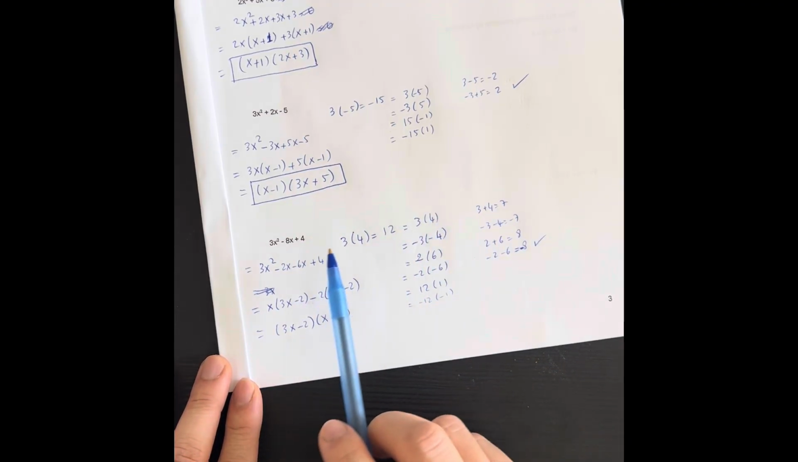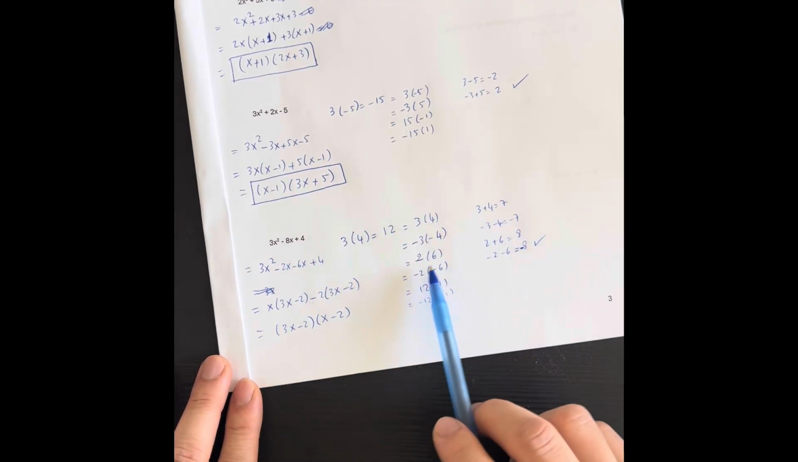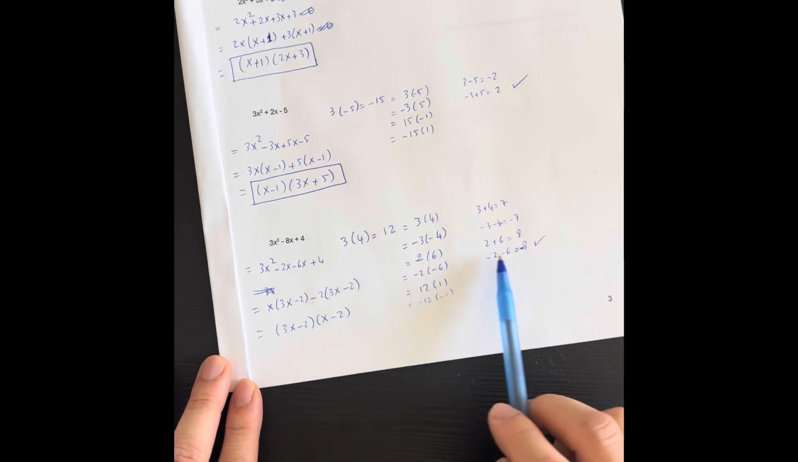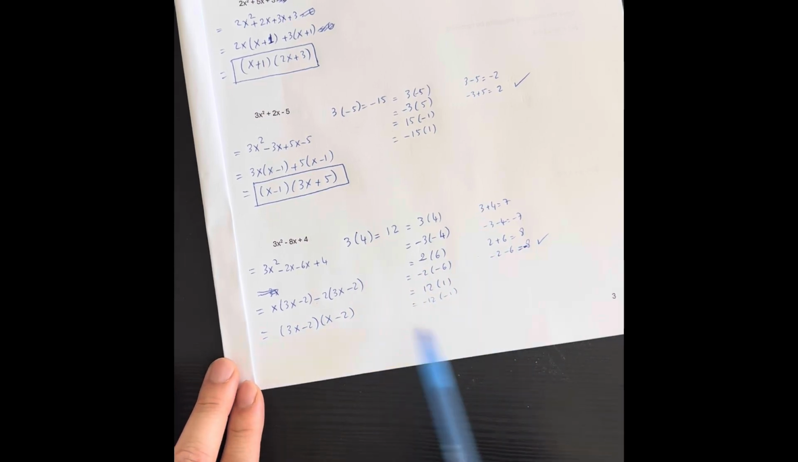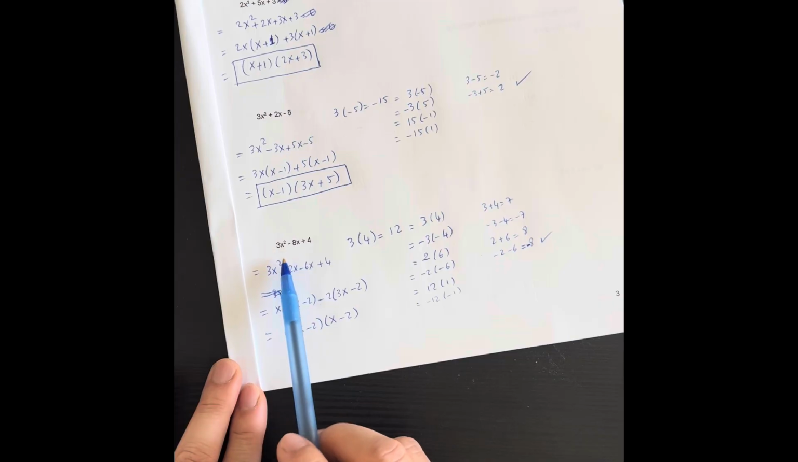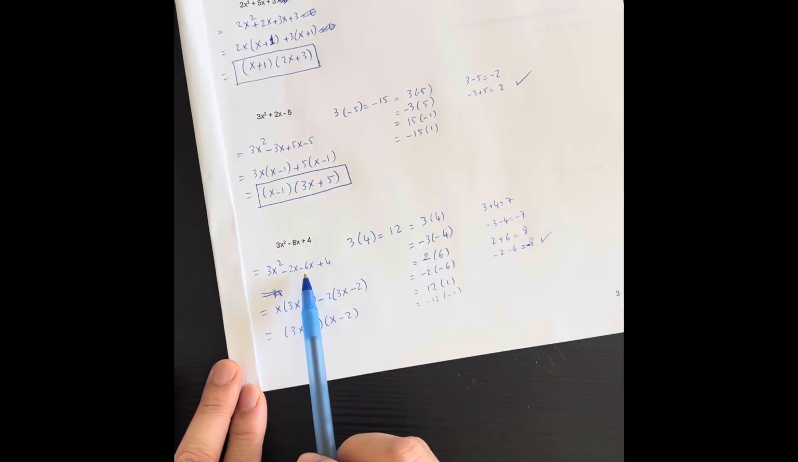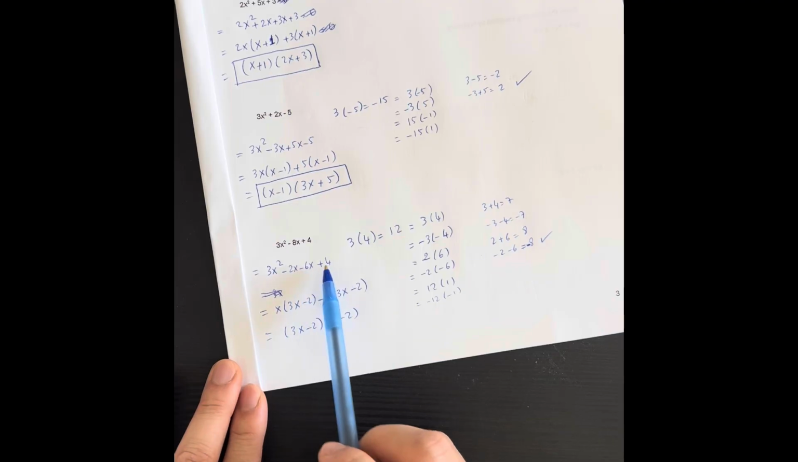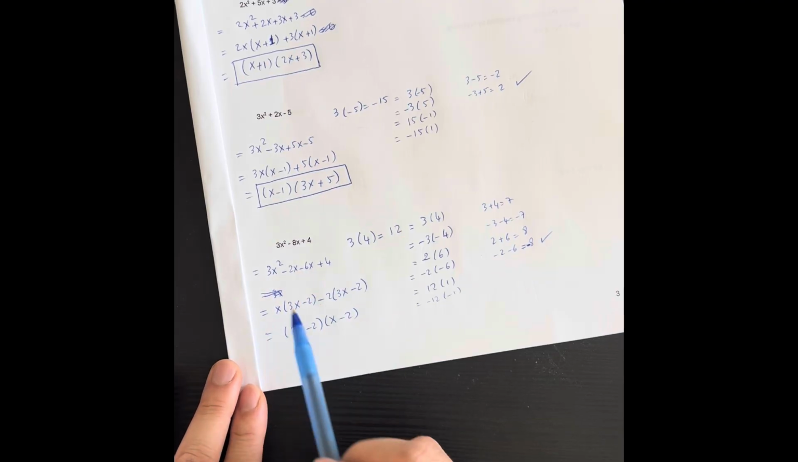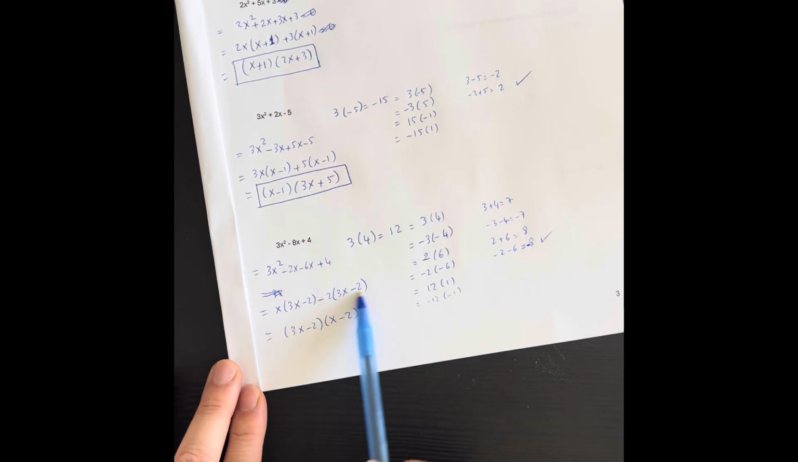And we want the sum to be negative 8. And so this is the one that works, negative 2 and negative 6. So we're going to use that to break down the negative 8. So 3x squared minus 2x minus 6x plus 4. And follow the same process. We factor the first two terms and then the last two terms. We get 3x minus 2 times x minus 2.